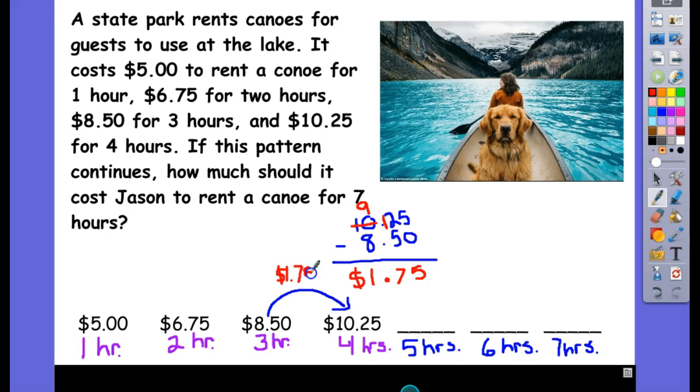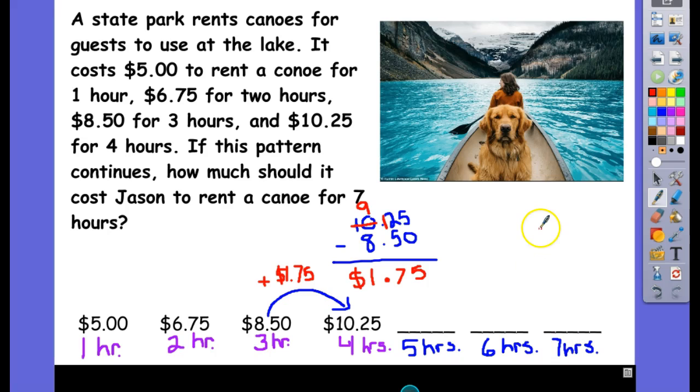So I just found the rule. The rule is, every time the hour increases, I add $1.75. So now we know what the pattern is, so now we need to keep adding to find the correct term. We need to find this 7 hours right here.